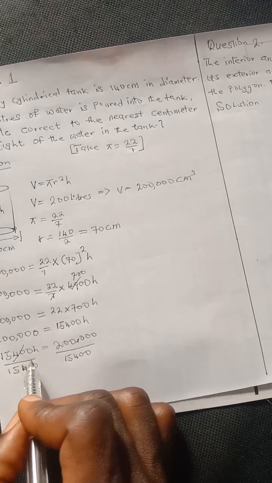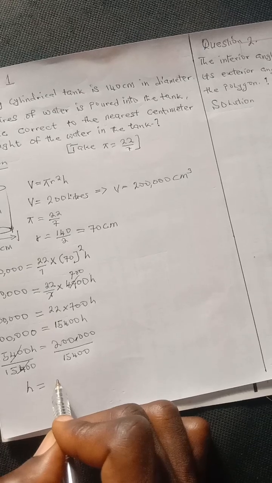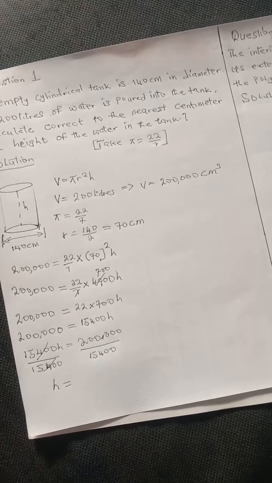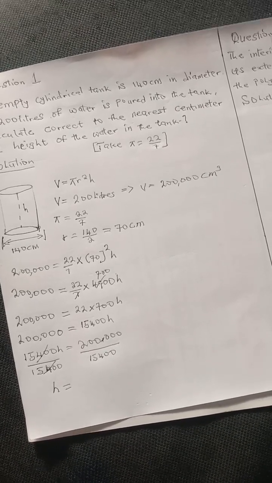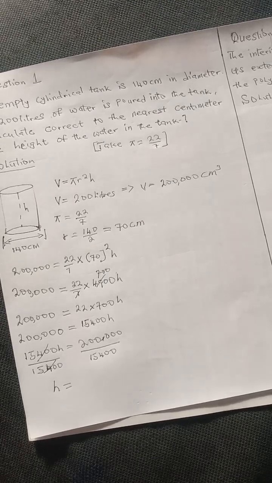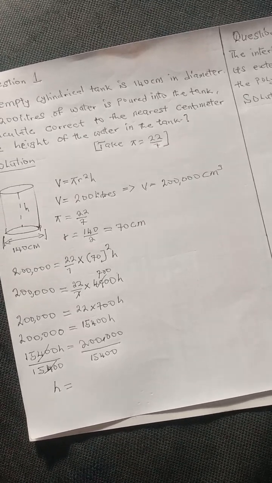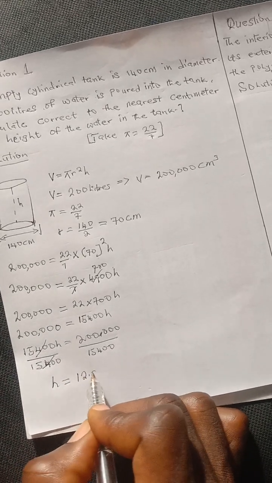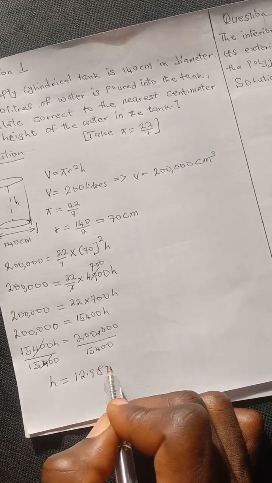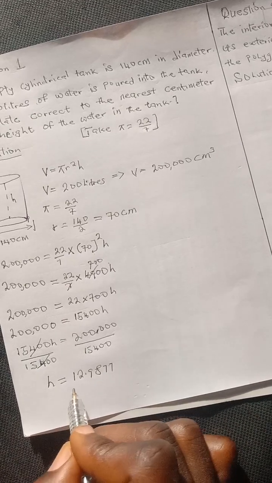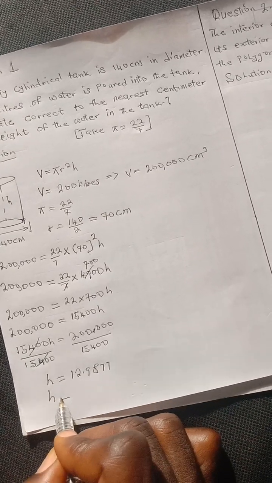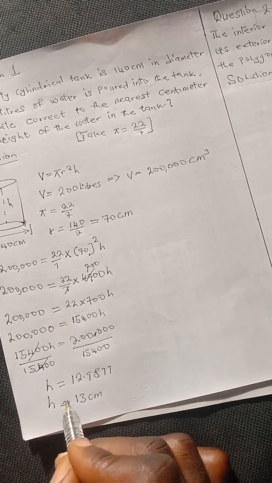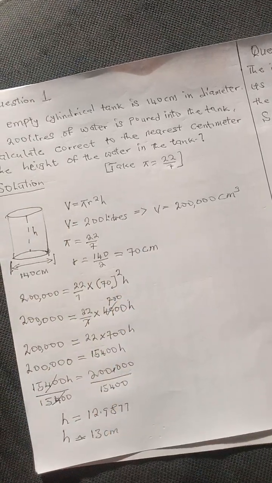So this will cancel itself. You have h now to be equal to 200,000 divided by 15,400. So if you punch your calculator, 200,000 divided by 15,400, you will have 12.9877. So this is approximately 13 centimeter, which is the height of the water in the cylindrical tank.